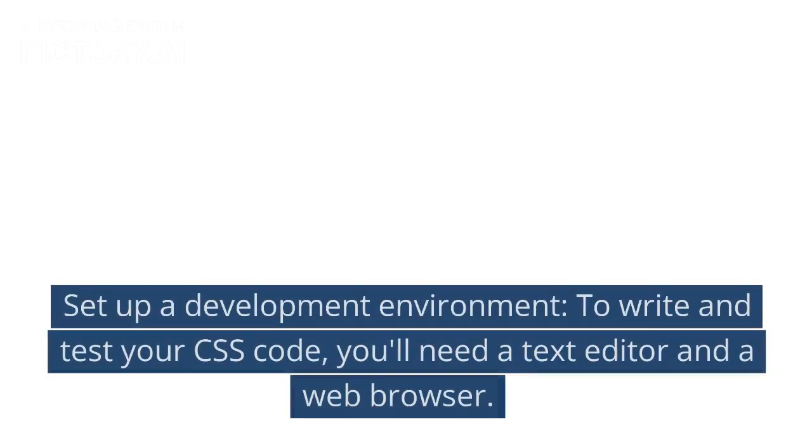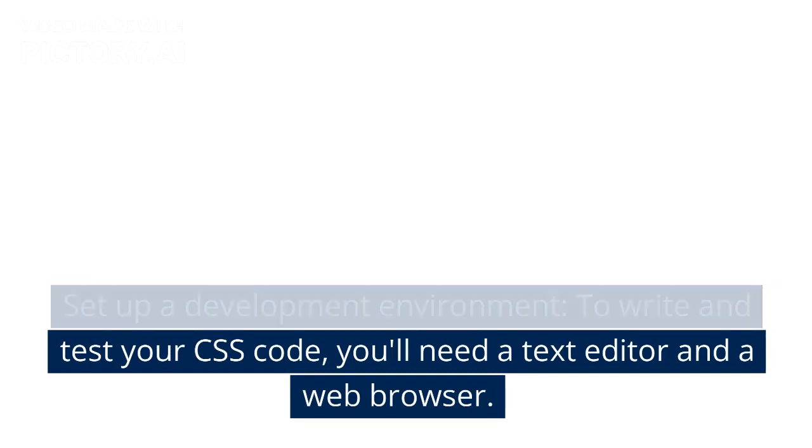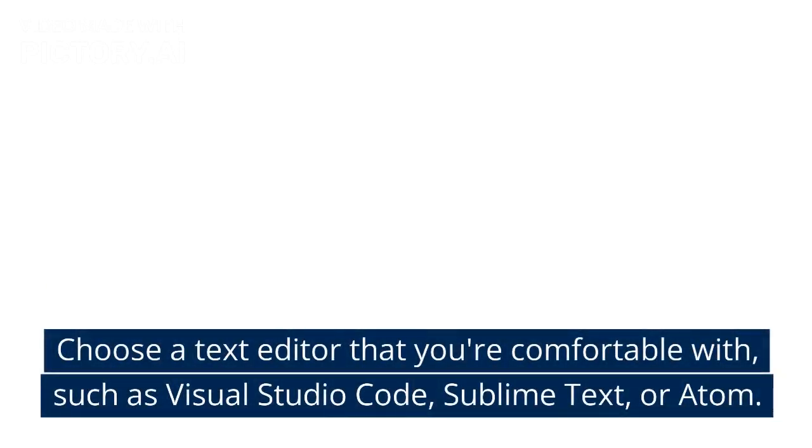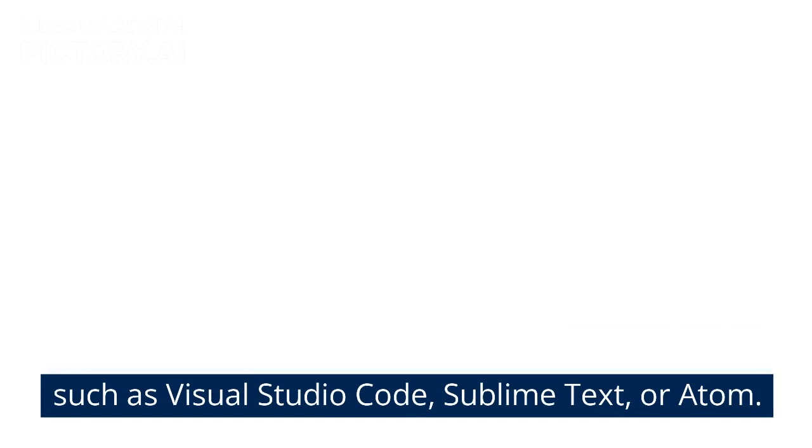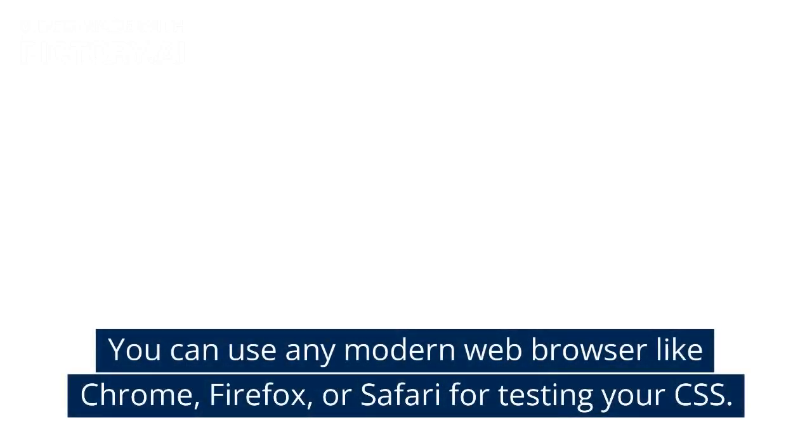2. Set up a development environment. To write and test your CSS code, you'll need a text editor and a web browser. Choose a text editor that you're comfortable with, such as Visual Studio Code, Sublime Text, or Atom. You can use any modern web browser like Chrome, Firefox, or Safari for testing your CSS.